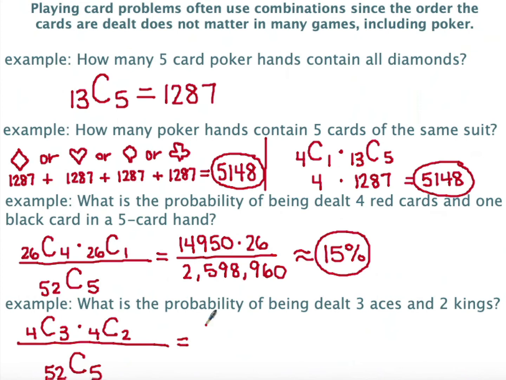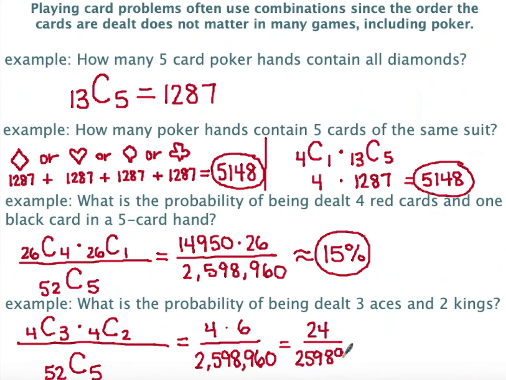4C3 is the same thing as 4C1, actually. It is 4. 4C2 is 6. Pretty small numbers up there, right? Out of this huge number of hands. That's a pretty low probability, which is why that is such a good hand to be dealt. Very lucky hand. 0.000092. Very unlikely to get 3 aces and 2 kings.